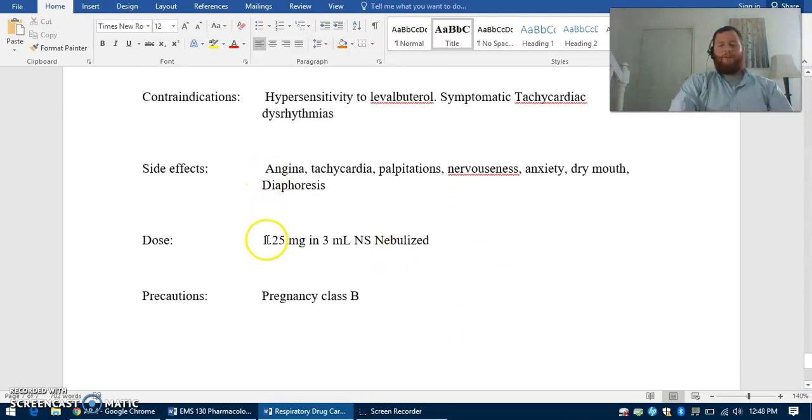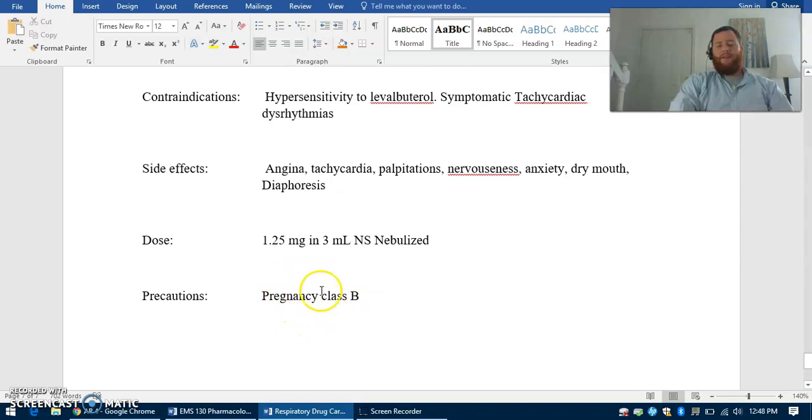We are going to go through the dose. The dose is 1.25 milligrams in 3 milliliters of normal saline. And this is a pregnancy class B. Remember that albuterol was a class C. So this is a little safer.